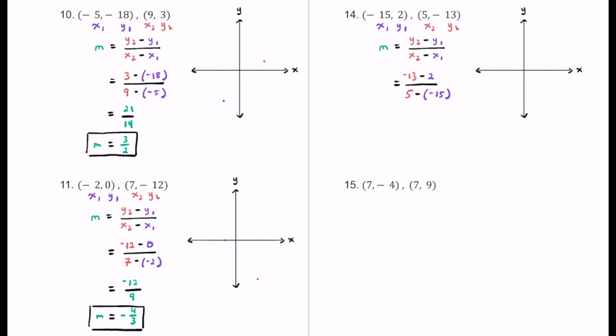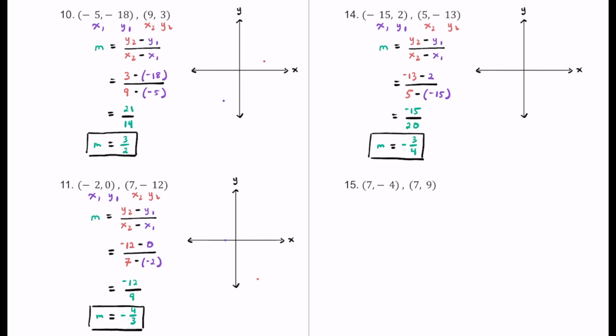In the numerator, -13 take away 2 will be -15. And in the denominator here, 5 take away -15 is just 5 plus 15, and that's going to be 20. The GCF here is going to be 5, so divide both of these by 5, and we will get -3/4. And so that is going to be the slope for the linear equation that goes through these 2 points that we were given.